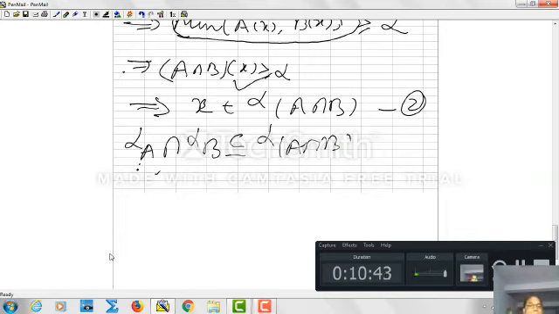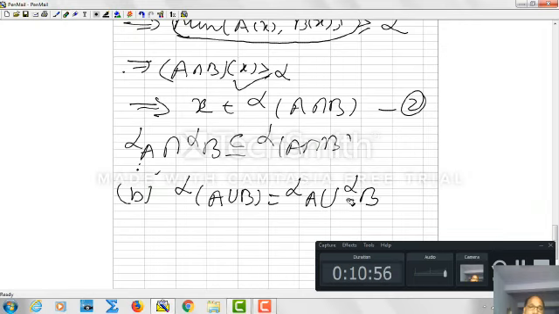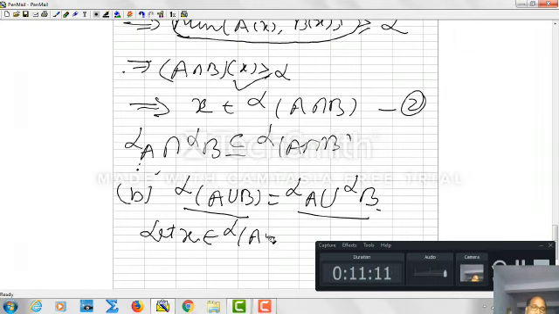Now the second one is the union. So the second part of it is alpha cut of A union B is the same as alpha cut of A union alpha cut of B. Again we want to show that this is a subset of this one, and then this is a subset of this one. First we want to show that this is a subset of this. For this, let x belong to alpha cut of A union B.